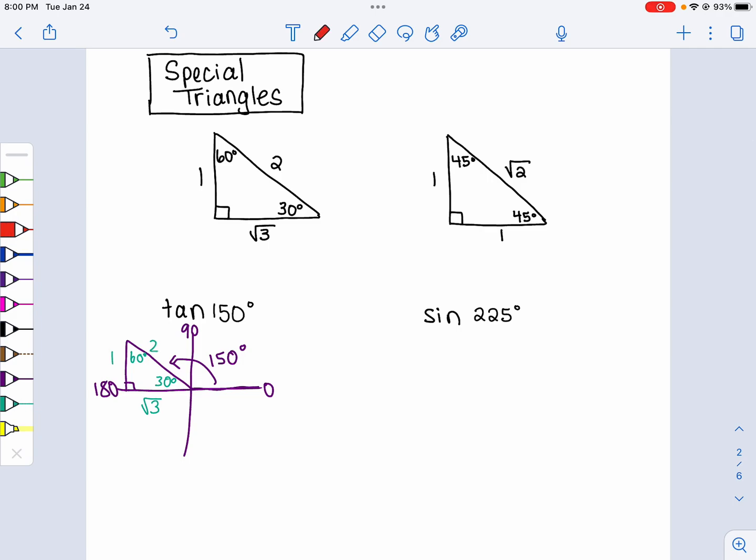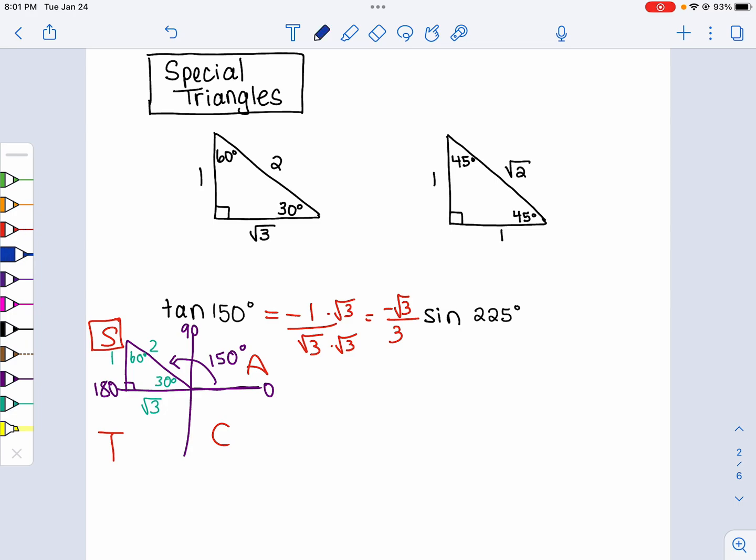So then if we also think about the CAST rule, C-A-S-T, this is a sine quadrant, which means only sine is positive here. So I know the answer for tan 150 is going to be negative. And I know tan is equal to opposite over adjacent, or y over r. So that would be equal to negative 1 over root 3. And I should probably rationalize the denominator. So I'll just multiply top and bottom by root 3, which equals negative root 3 over 3. So that's what tan 150 equals.